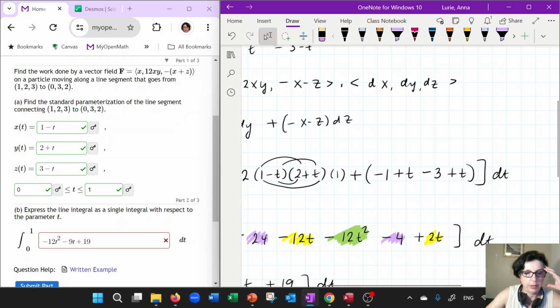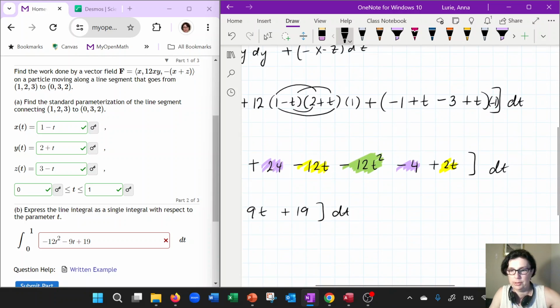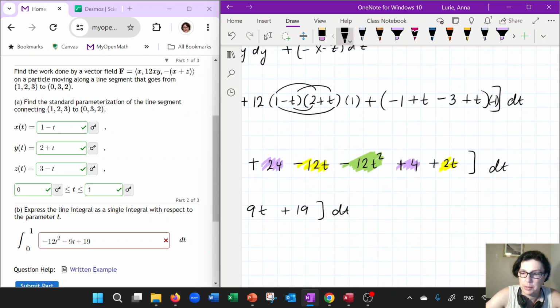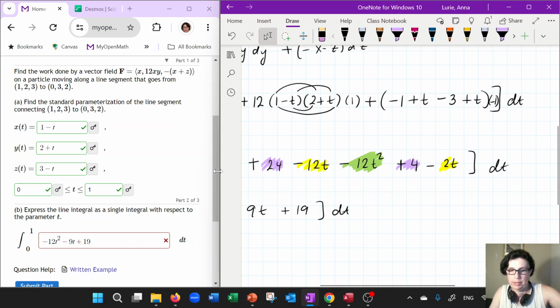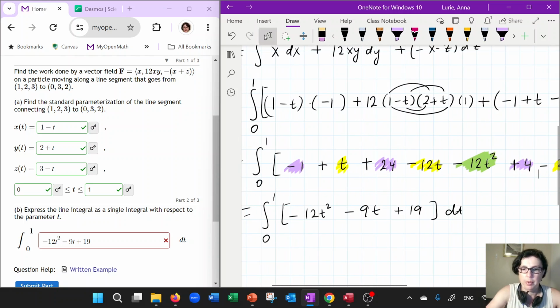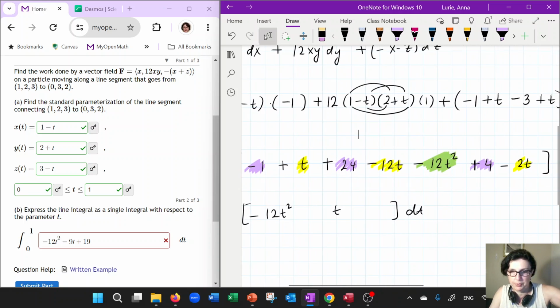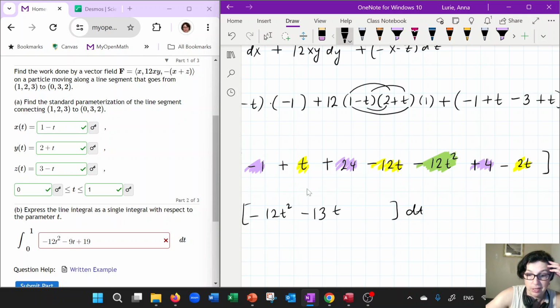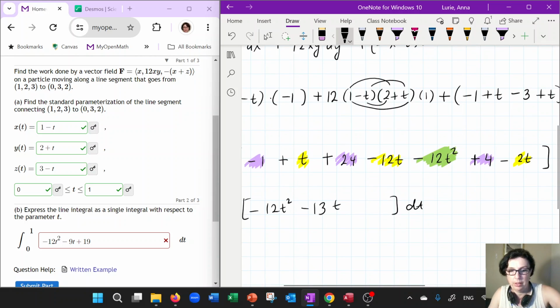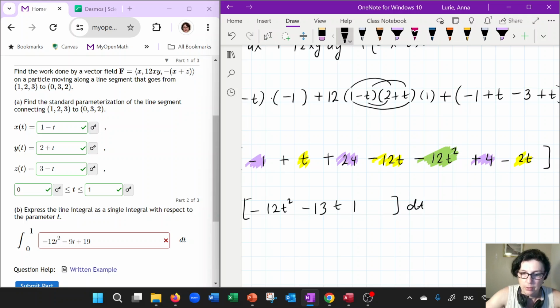Okay, so I forgot to multiply this by z prime or dz. So that's a negative 1 right here. So that's not going to be good. So this is plus 4. And then that's negative 2t. So how is that going to change my answer? Ay, ay, ay. Okay, so this is plus t minus, that's 12t, that's minus 11t minus 2. So I got minus 13t. Does that look better to you? I don't know. 28 minus 1, 27.